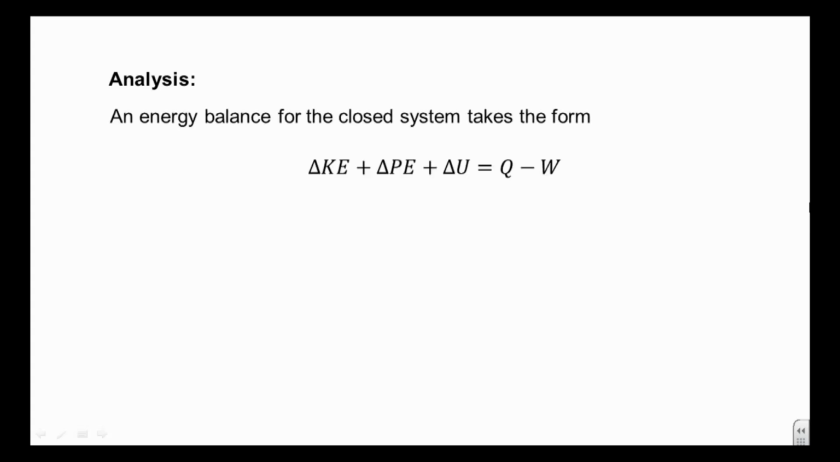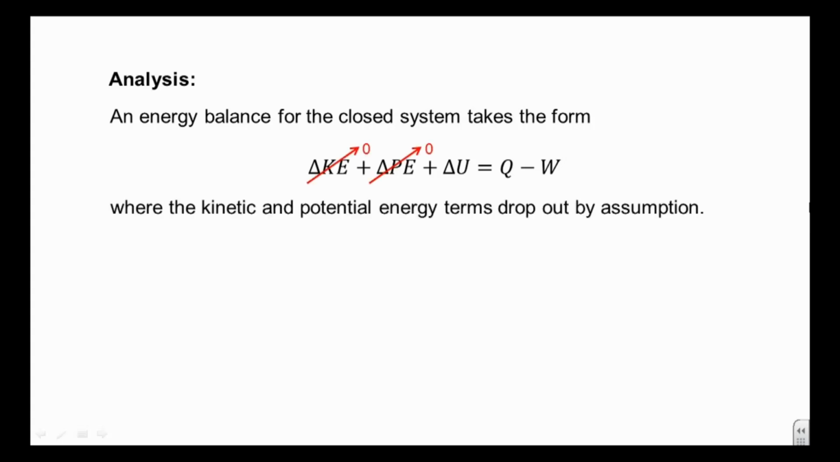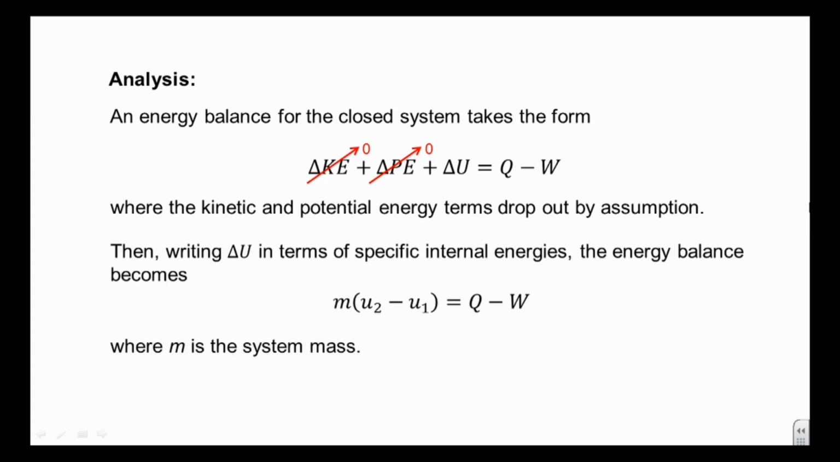The energy balance for the closed system takes the following form. Delta kinetic energy plus delta potential energy plus delta internal energy is equal to Q minus W, where the kinetic and potential energy terms drop out by assumption. Then, expressing delta U in terms of the specific internal energy, the energy balance becomes m times (U2 minus U1) equal to Q minus W, where m is the system mass. Solving for Q, we obtain the following expression. Q is equal to m times (U2 minus U1) plus W.